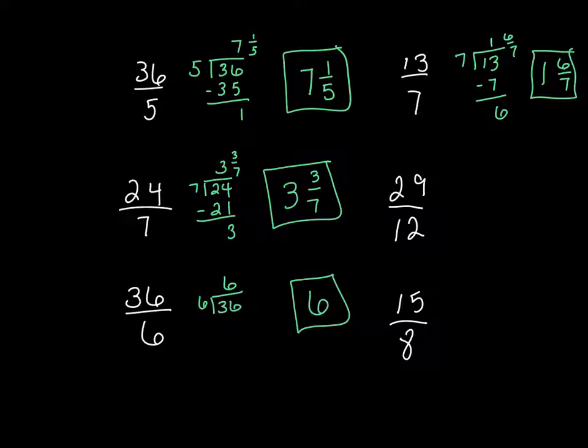Again, notice our denominator is staying the same in each one of these. So 12 goes into 29 2 times.